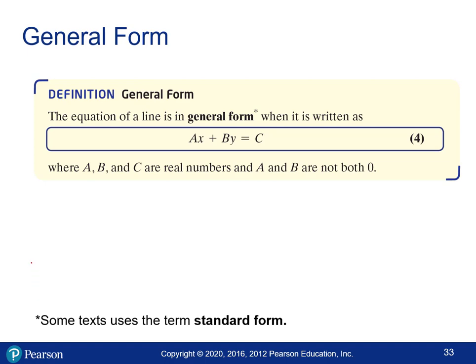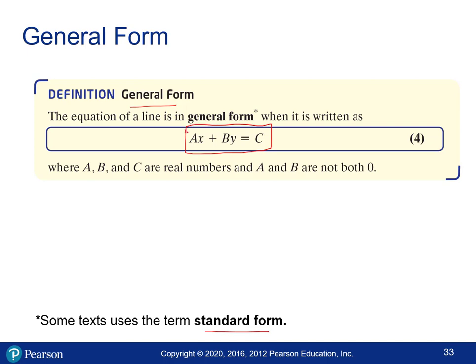Okay, so next we're going to talk about the third and final form of an equation of a line, and it is called general form. Some books call it standard form. And so real quick, just to remind you, we talked about point slope form, we talked about slope-intercept form, and now this is the third one, general form. So it looks like ax plus by equals c.